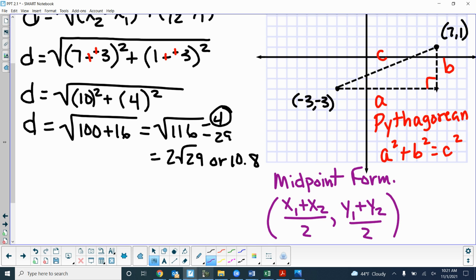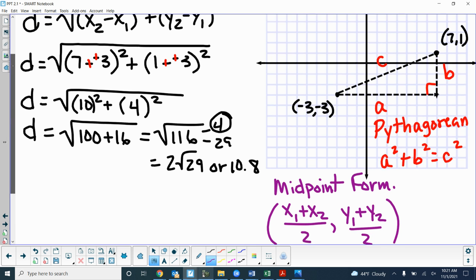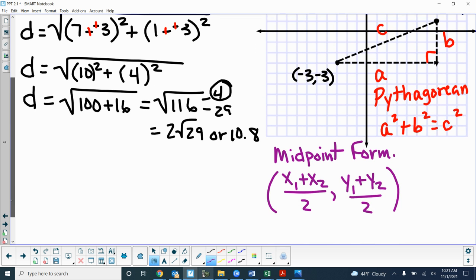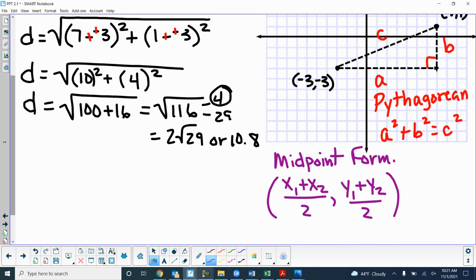So remember, in the distance formula, we're doing subtraction of the x's and squaring them and then adding. In the midpoint, we're adding the 2 x's and the 2 y's and dividing by 2.